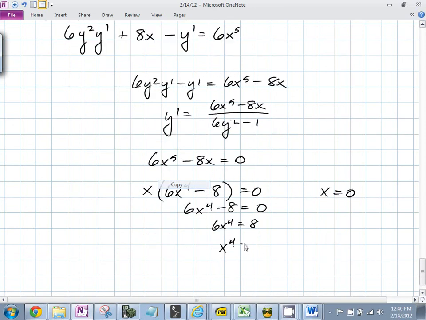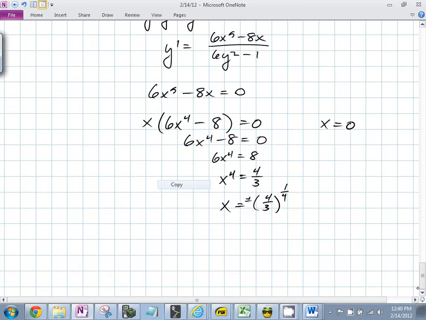So how many points are there going to be? Three of them. At 0, at negative 4/3 to the 1/4, and at positive 4/3 to the 1/4. If I ask you for the points, here's the key thing. If I ask you for the points, are these the points? No, you would say the horizontals are tangent at these x values: negative 4/3 to the 1/4, 0, and positive 4/3 to the 1/4.